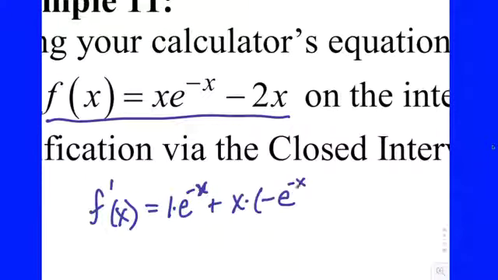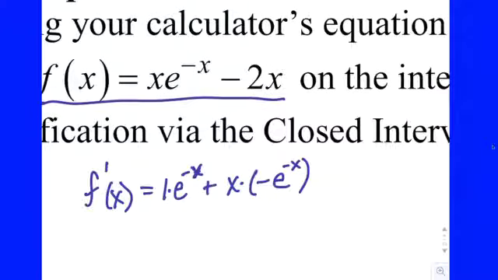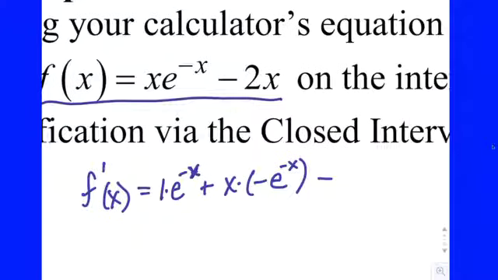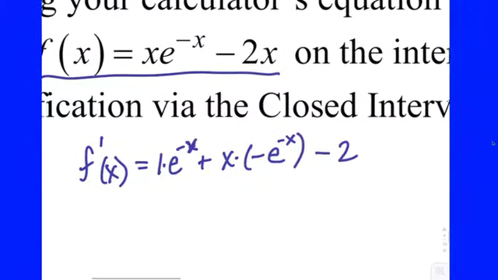Negative e to the -x. Yeah, I've seen a lot of students just say it's e to the -x. For some reason, when it's just the -x, they forget the chain rule. If that had been like e to the 5x, most people remember the 5. But when it's just a -1, they forget the negative. All right, so there is the first term, and then the derivative of 2x is 2.